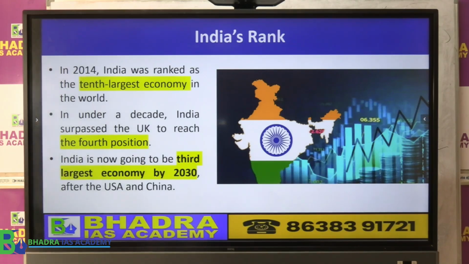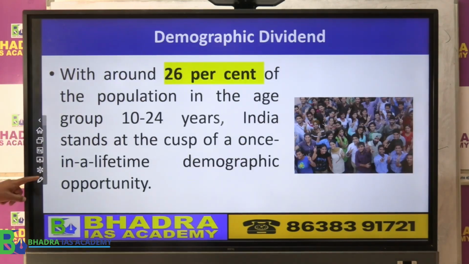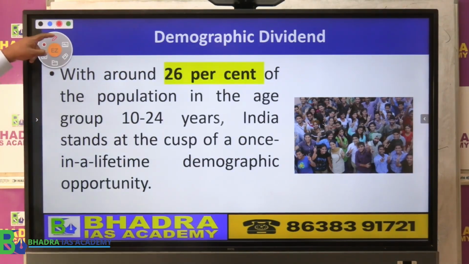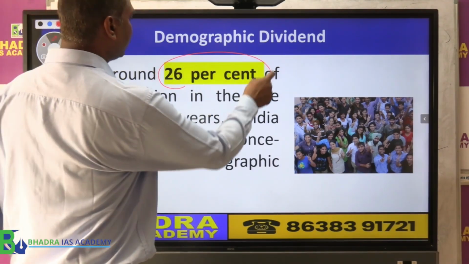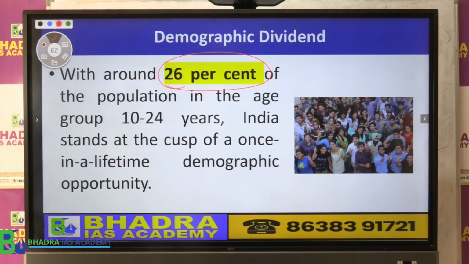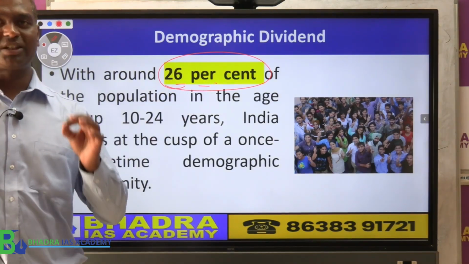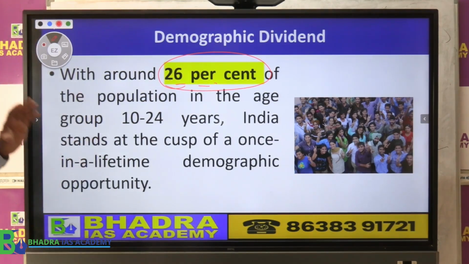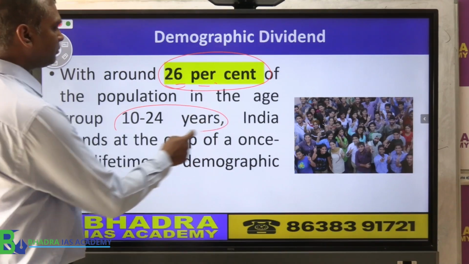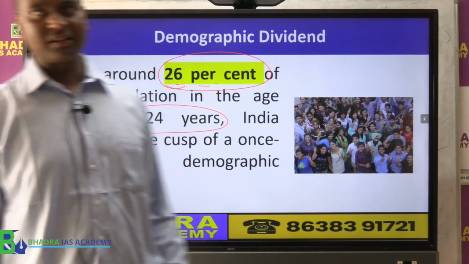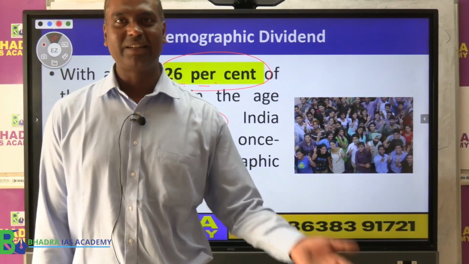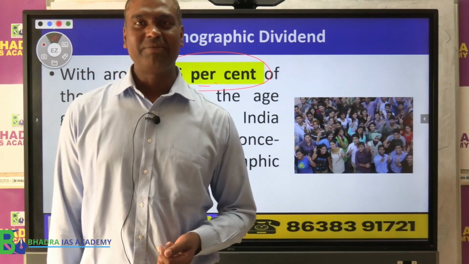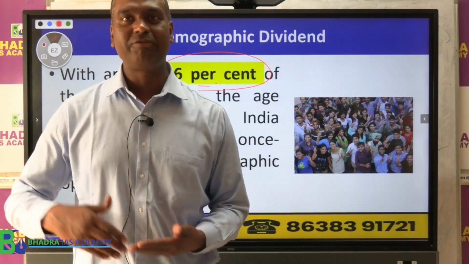Now based on this, what is the analysis of the population the government is trying to give? So if you look at here, the government says at present in India we have about 26% of the population, in the age group of 10 to 24. That means a very young age group. The 10 year olds will soon, in another 4-5 years, become 14-15 years old. Then they will start looking for a job.